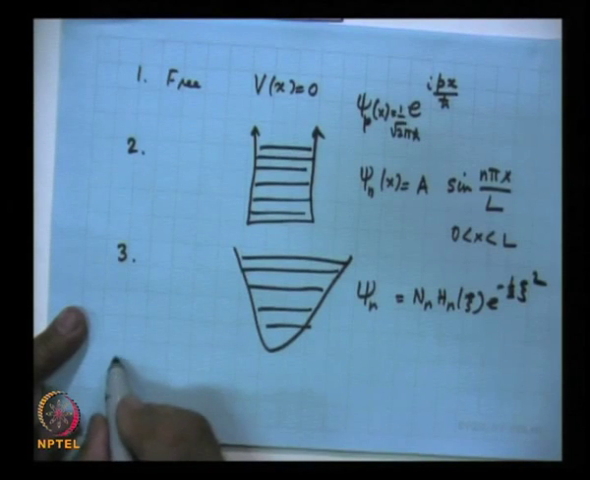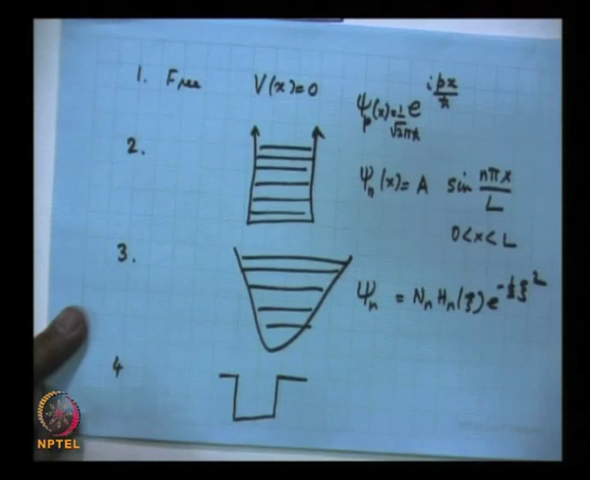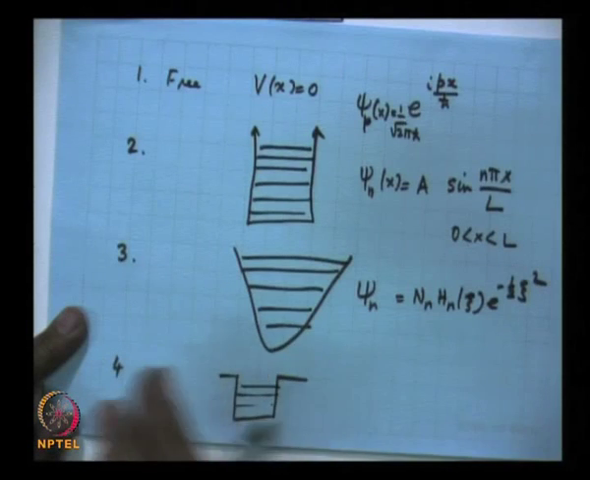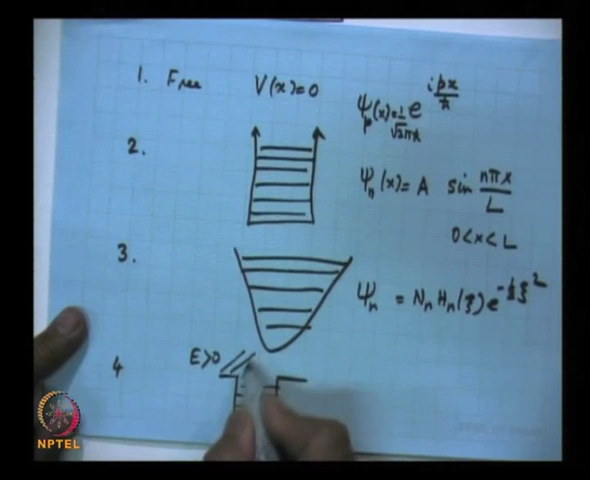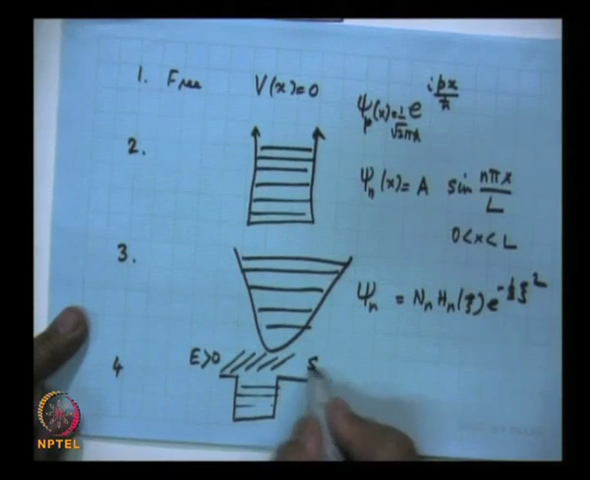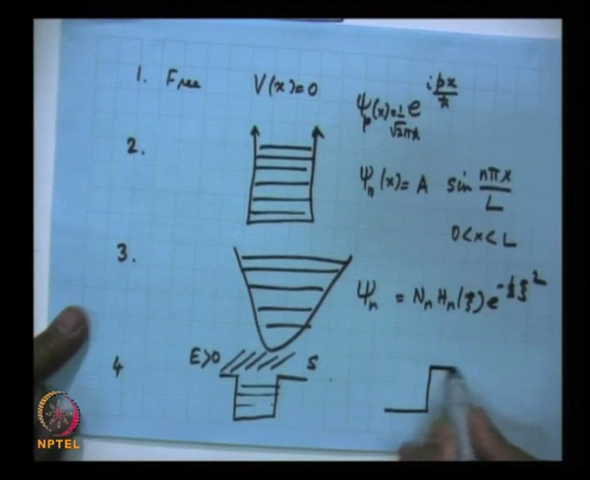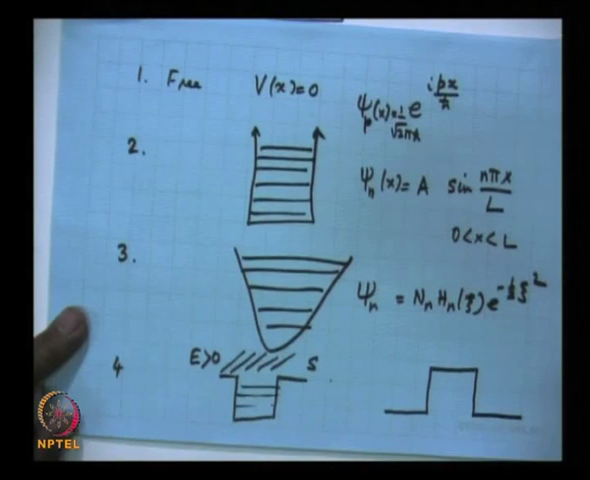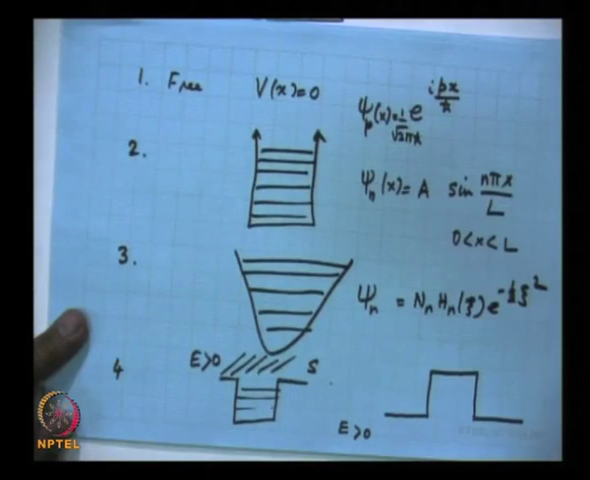Then finally, we considered a potential well problem, in which there are two classes of solutions. One, a finite number of discrete bound states, and for E greater than 0, you have a continuum of states. These are the scattering states. And then we considered the barrier problem. If I consider this problem, then there are no bound states, and all values of E greater than 0 are allowed. These are a continuum of scattering states.